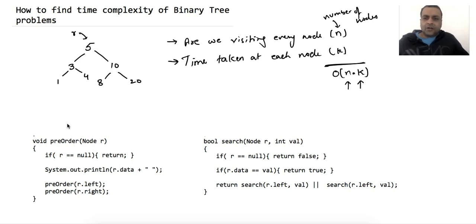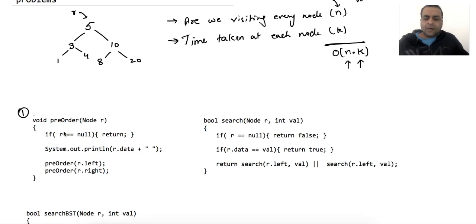So let's consider the pre-order traversal, this first code. This is a normal pre-order traversal of a binary tree. In pre-order traversal, first we print the data at the root. So first we print 5, then we traverse the left subtree in pre-order, and then we traverse the right subtree in pre-order. Traversing the left subtree in pre-order means we first visit 3, then 1, then 4. So now we have traversed the entire left subtree of 5. After this, we traverse the right subtree of 5 in pre-order, which means first the root of the right subtree, that is 10, then the left child 8, and then 20.